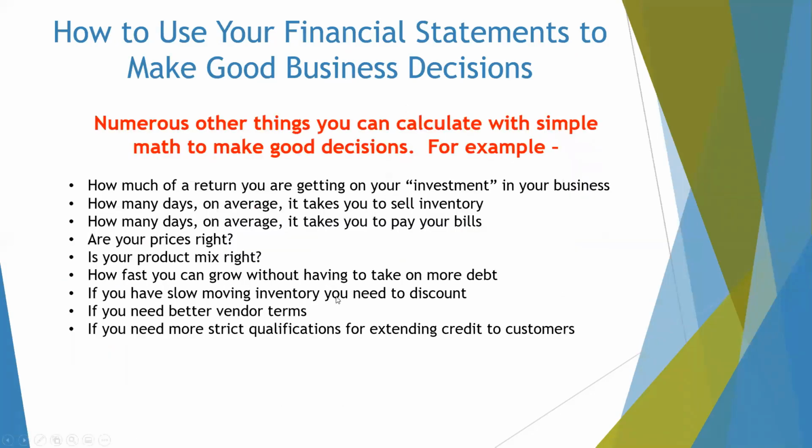Now, a couple other ways that ratios can be helpful. There are so many ratios out there of things that you can calculate using your profit and loss and balance sheet. You can figure out how much of a return you're getting on your quote unquote investment in your business, how many days on average it takes you to sell inventory or pay your bills. It helps you determine if your prices are right, your product mix is right, how fast you can grow without having to take on more debt. If you have slow moving inventory, maybe you need to discount some of that. Maybe you need better vendor terms, or you might need more strict qualifications for extending credit to new customers, okay? Many, many business decisions can be made with these ratios.